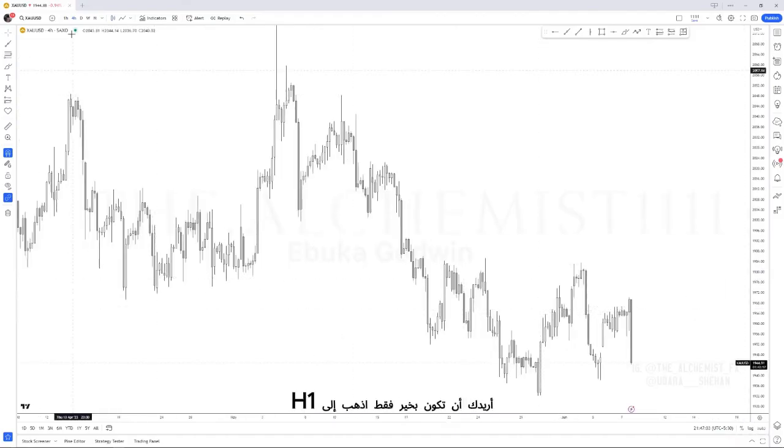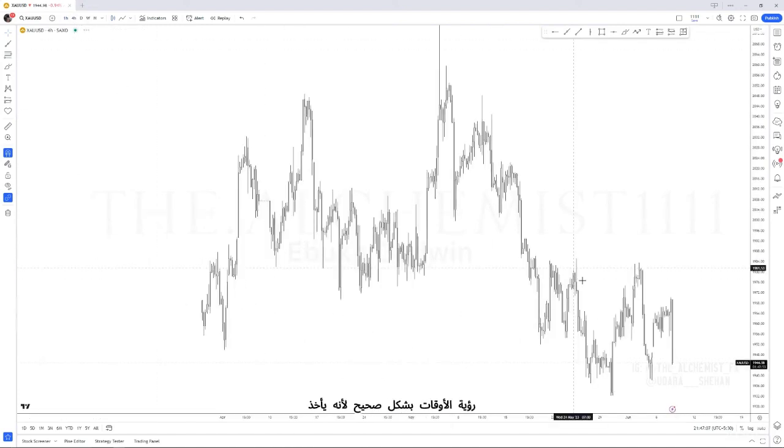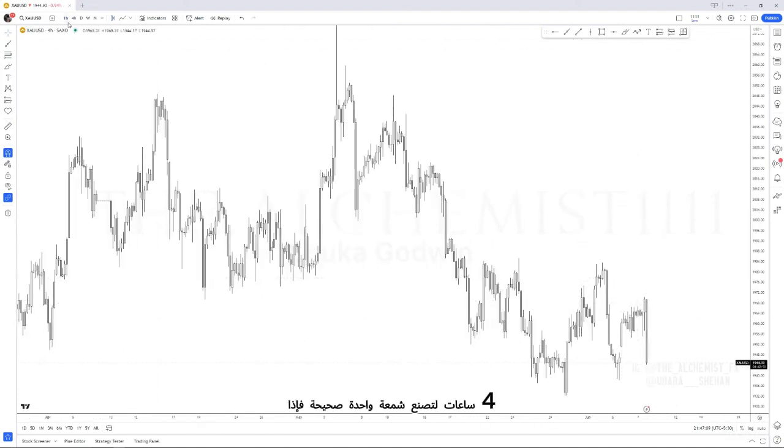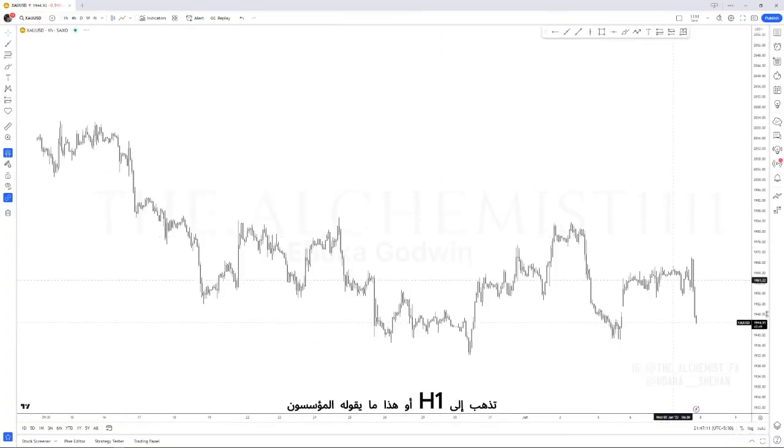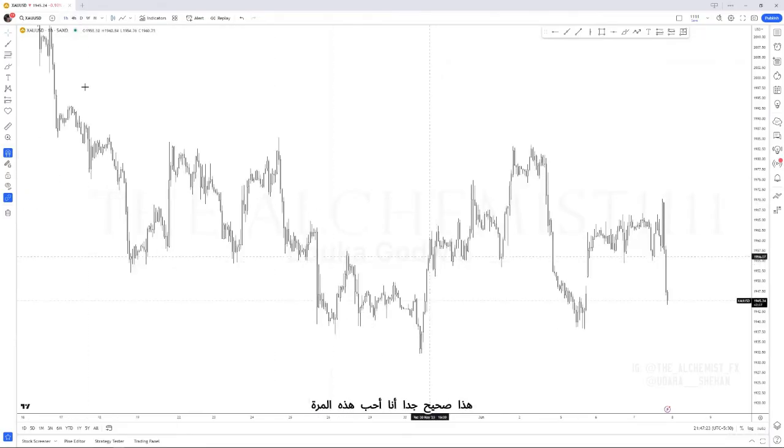Okay, just go to the H1, because on the H4 you can't see the times properly, since it takes 4 hours to make one candle. If you go to H1 now, the founders say these are the best time frames, H1 and H4, because they aren't fast and they aren't slow, so they are well balanced time frames. That's very true. I love these time frames.